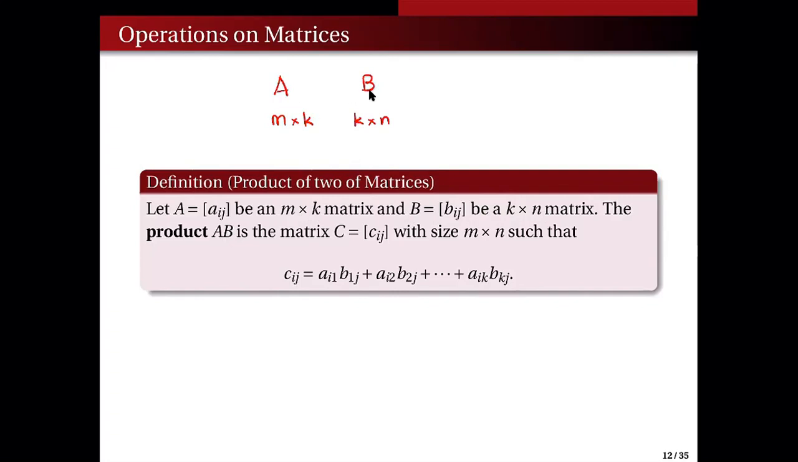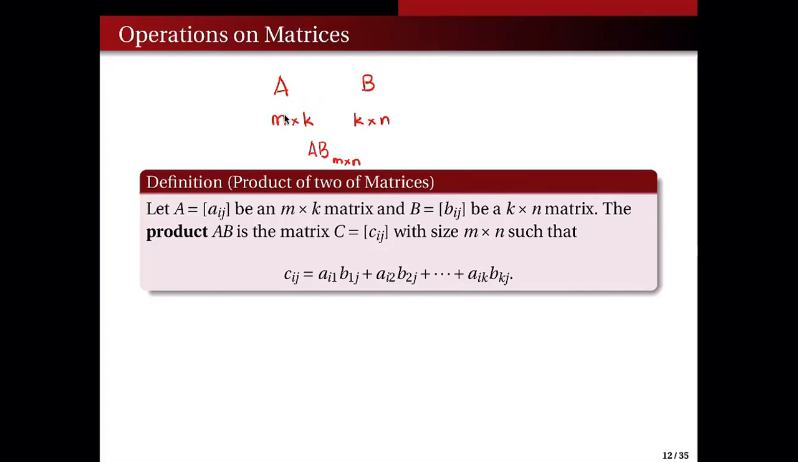We define the product AB. So A times B. It's the matrix C, okay, with entry Cij with size M by N. So if you multiply these two guys here, the product AB will have size M by N. Okay? It's like when you combine these two guys here, M by K, K by N, the K disappears and you will get M by N. Okay?